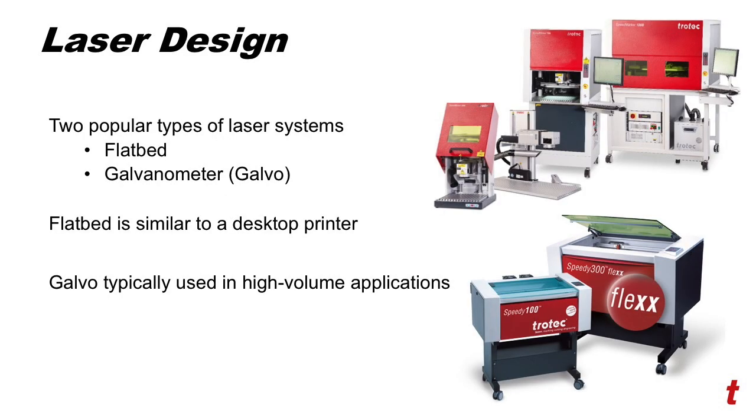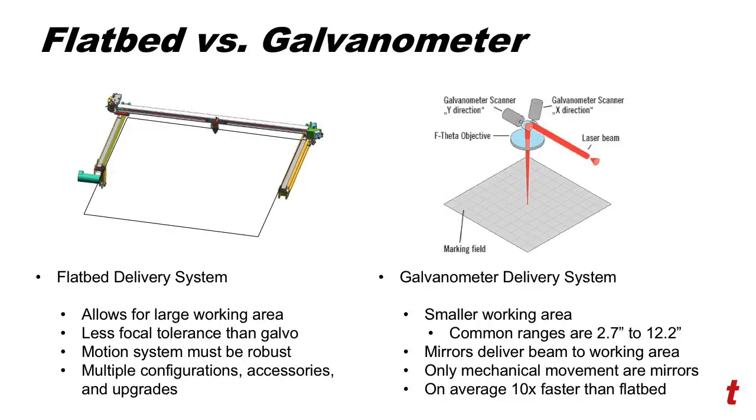Laser designs. There are two popular types of laser systems, a flatbed system and a galvanometer, also known as a galvo laser. Flatbed systems are similar to a desktop printer, whereas a galvo system typically is used in high volume applications. The differences between a flatbed and a galvo system are shown here. A flatbed delivery system allows for a large working area, much larger than a galvo. It has less focal tolerance than a galvo. The motion system is very robust and must be robust in order to maintain consistency across the field.